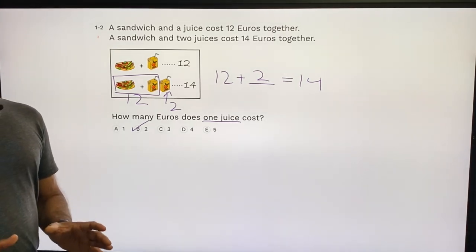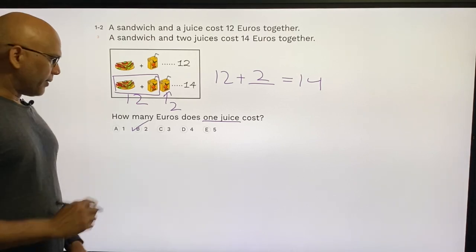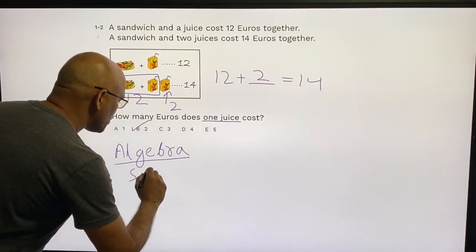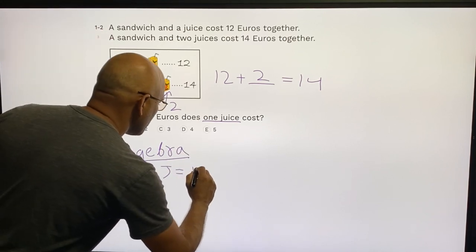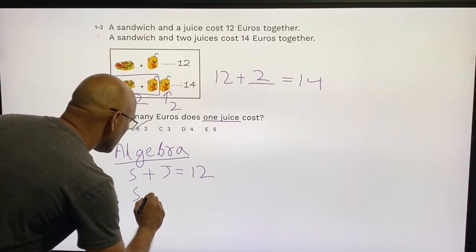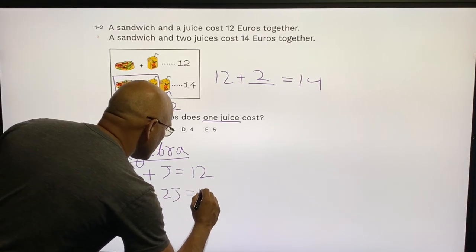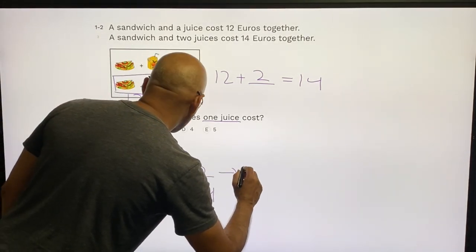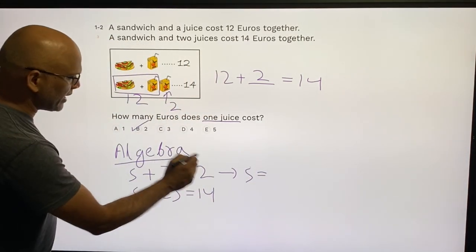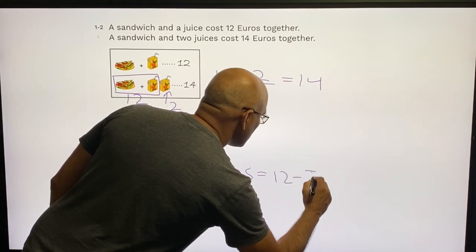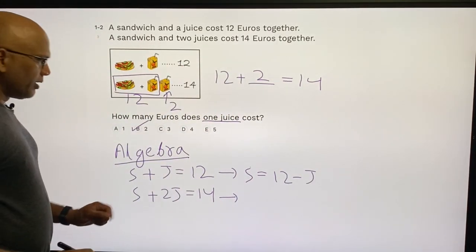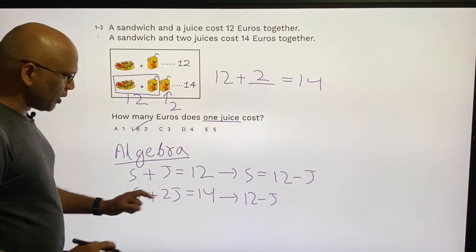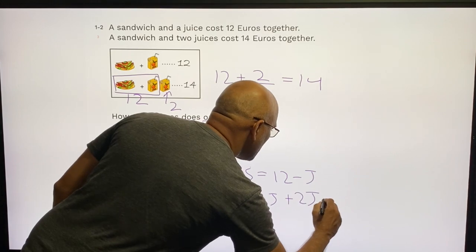Now, if you are in grade 5 or above, you can also try the algebra way. I can write this as one sandwich plus juice is 12 euros. One sandwich plus two juice is 14 euros. And I need to find the cost of one juice. So I can write this as S is equal to, I will take the J to the other side, 12 minus J. Here, I can substitute the value of S here. S is 12 minus J. And then I have plus 2J equal to 14.